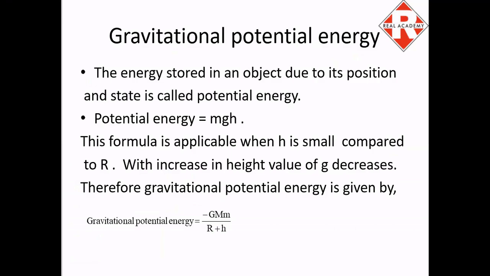Now what is gravitational potential energy? The energy stored in an object due to its position or state is called potential energy. Again, potential energy was done in the ninth standard already. Okay. Now we all know that if an object has some stored energy in it because of its position or state, it is called potential energy.